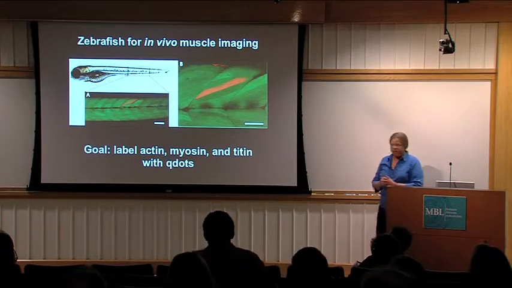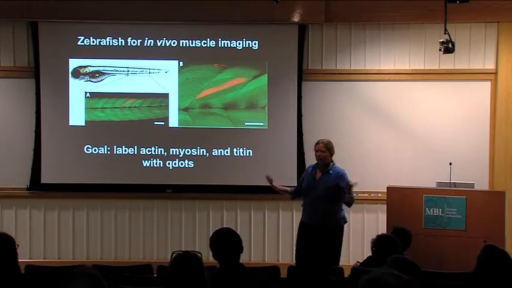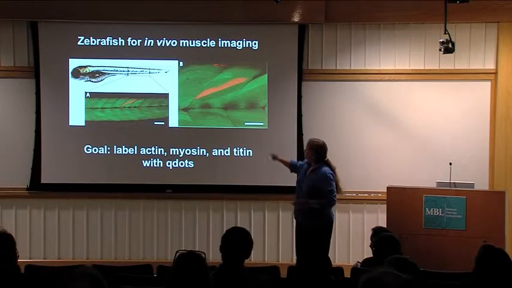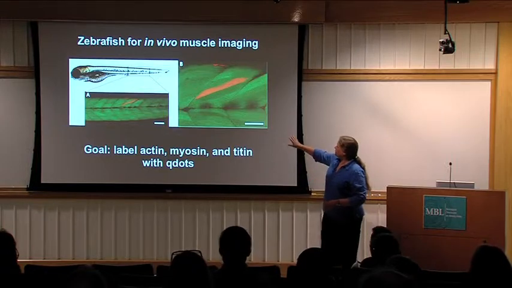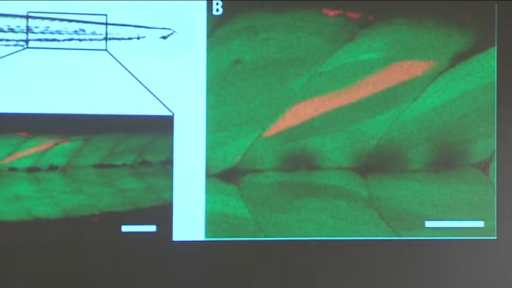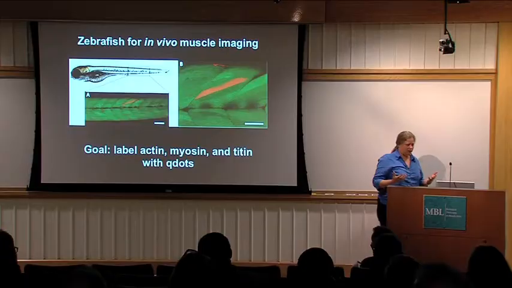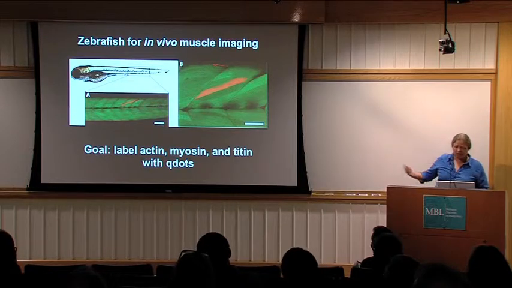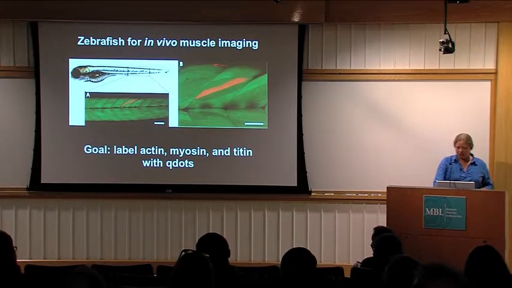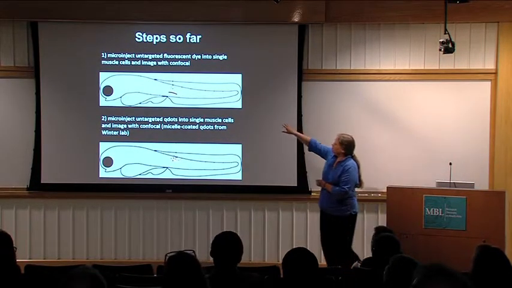We started testing this in zebrafish because we were interested in using the quantum dots for in vivo labeling. If we want to be able to see muscle contraction, we need something that will contract. So we were thinking to do this in zebrafish larvae. This is just an example of Texas red micro-injected into a single muscle cell of a 5-day post-fertilization zebrafish. This is an untargeted label at this time, but the goal eventually would be to label actin, myosin, and titin with quantum dots. So far, we've done these microinjections in living zebrafish larvae.